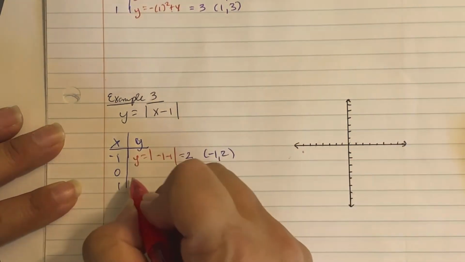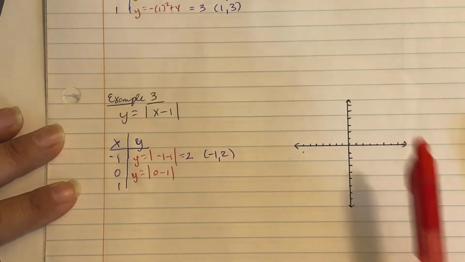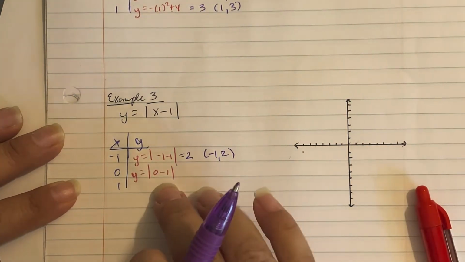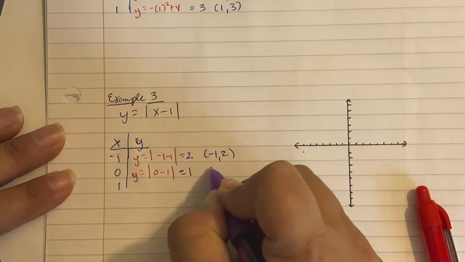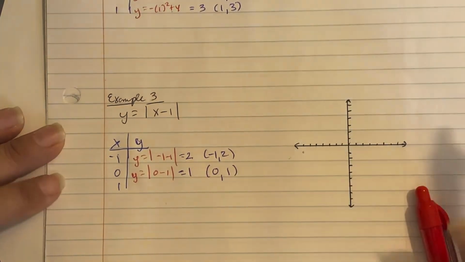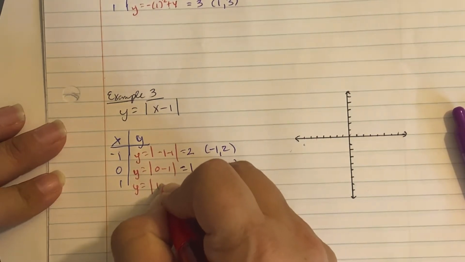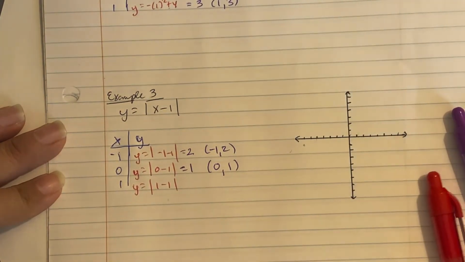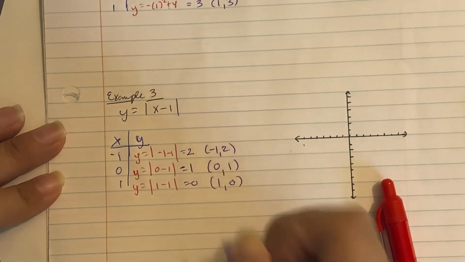We plug in 0. We have 0 minus 1. 0 minus 1 is negative 1. Negative 1 comes out as a positive 1. So 0, 1. And then we plug in positive 1. 1 minus 1. So 1 minus 1 is 0. So we have a point at 1, 0.